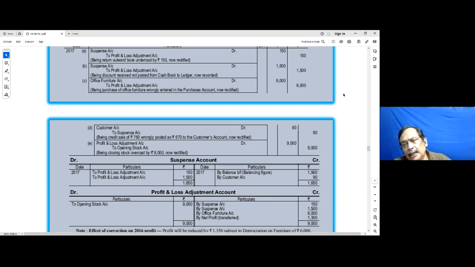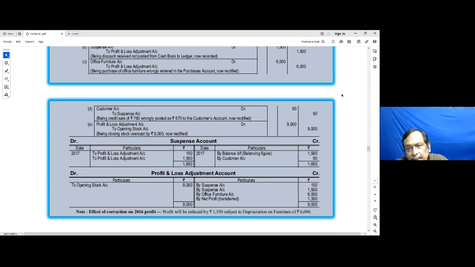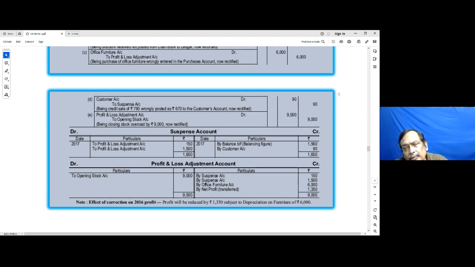So we write customer account debit 90 to suspense account 90 because we have not passed any entry with reference to profit and loss adjustment account because it is related to customer's account, that is personal account of the customer. So entry is customer account debit 90 to suspense account 90 being credit sale of rupees 760 wrongly posted as rupees 670 to the customer's account, now rectified.